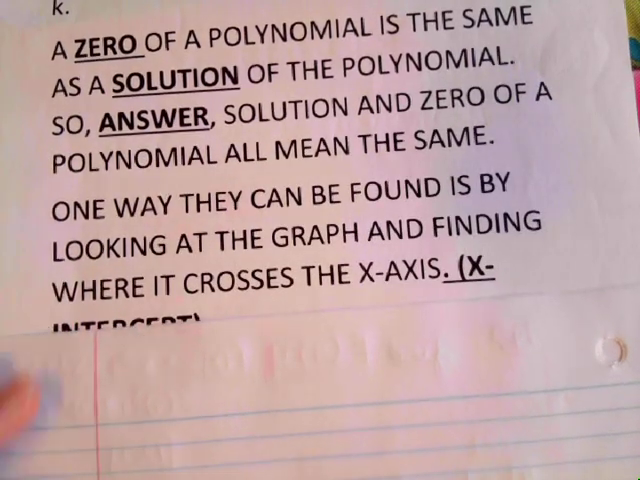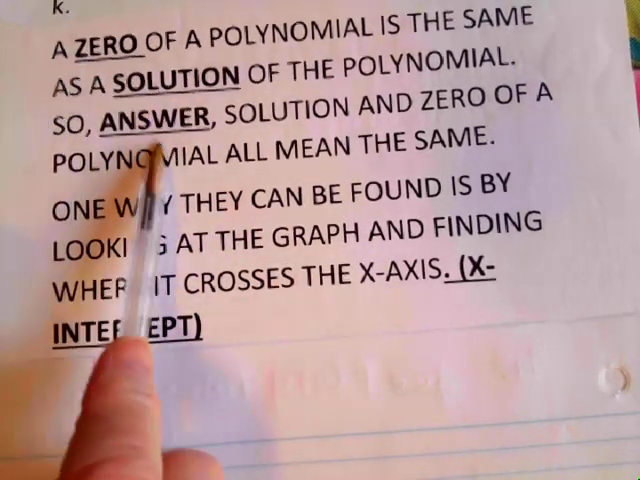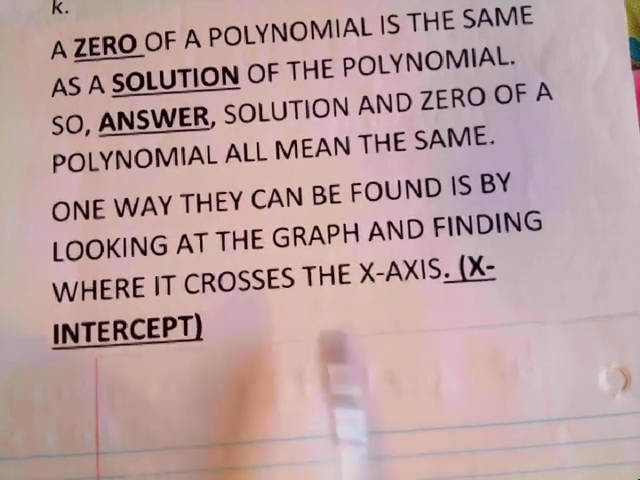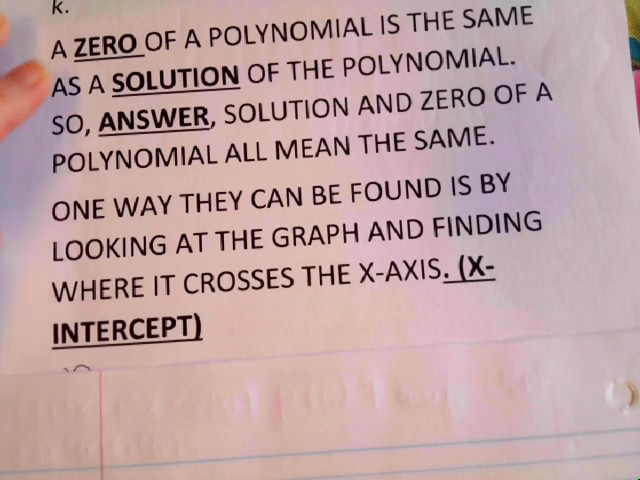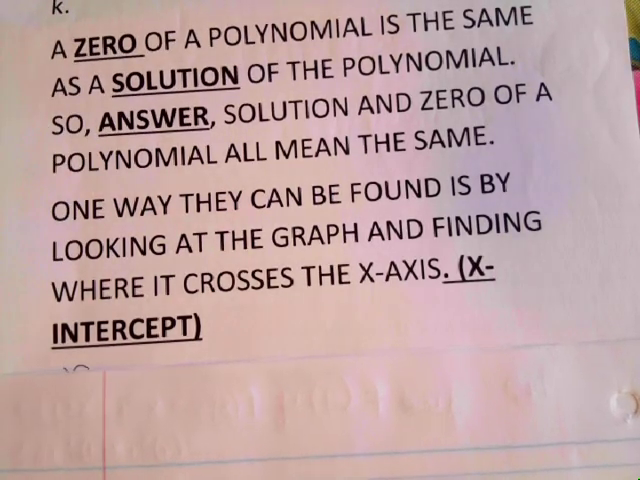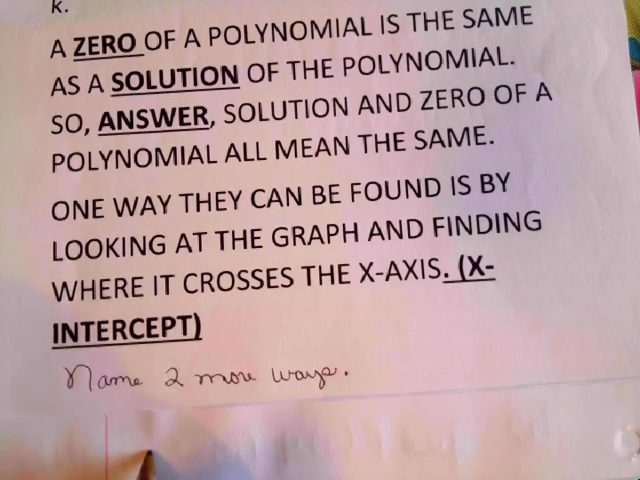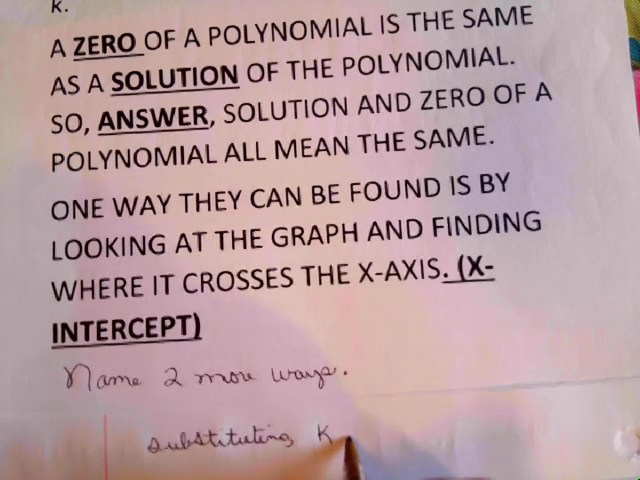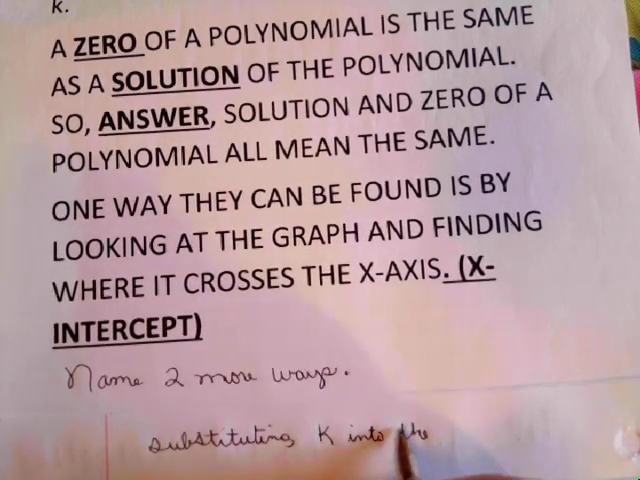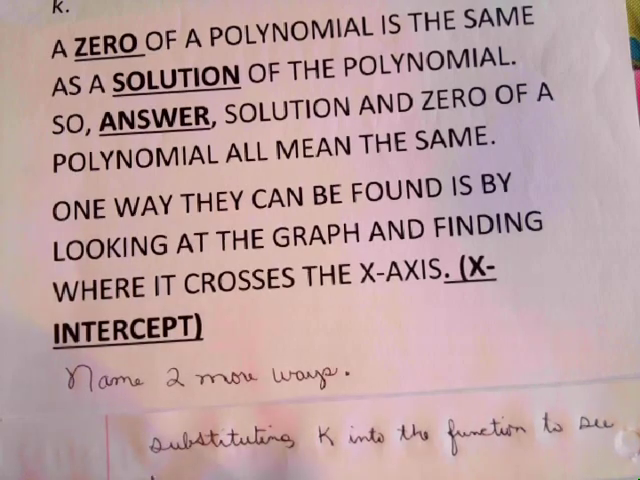One way they can be found is by looking at the graph and finding where the graph crosses the x-axis. So, hey, 0, solution, answer, and x-intercept all mean the same thing. We can find where the graph crosses the x-axis, and we're going to find the answer to that function. Two more ways that we could find the answer are by substituting k into the function to see if it is a solution.